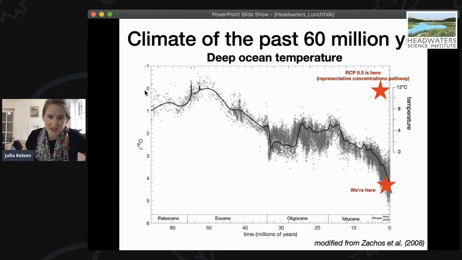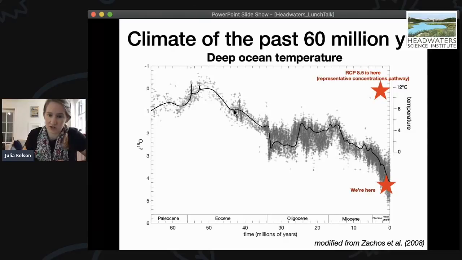And then on this y-axis is the oxygen isotope composition of benthic foraminifera, which is a bit of a mouthful, but they're these organisms that live in the deep ocean that have carbonate shells. Scientists have drilled the ocean crust, or the sediments on the bottom of the ocean floor, and then measured the oxygen isotope composition of those little creatures to reconstruct the temperature at the time that they formed.